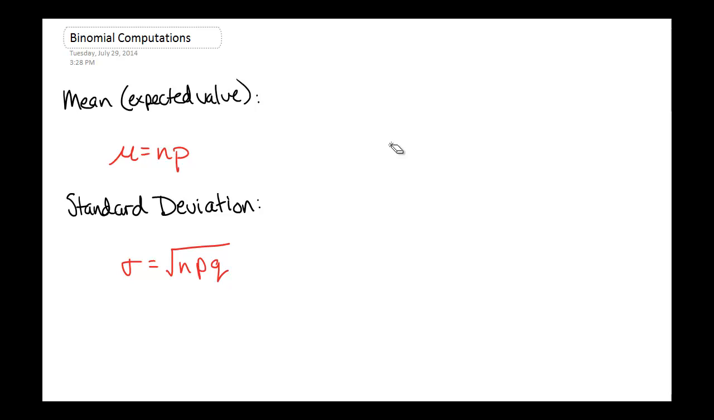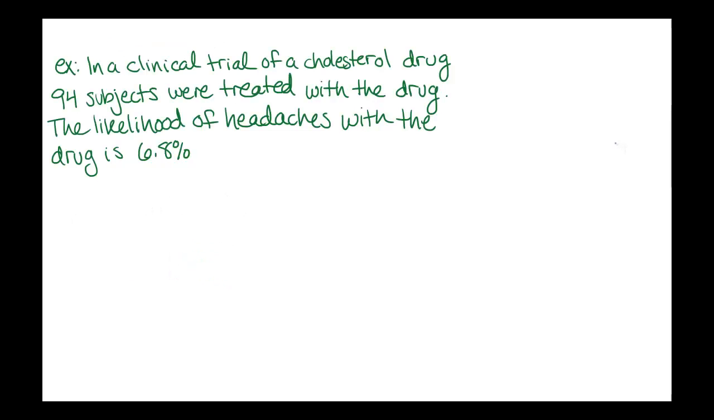In this video, we're looking at doing some computations with the binomial probability distribution. Just like with other probability distributions, we can compute the mean and the standard deviation. In this case, though, we have some simplified formulas for this. Our expected value, or mean, is just n times p, and our standard deviation is the square root of npq.